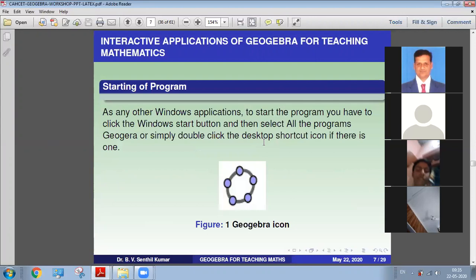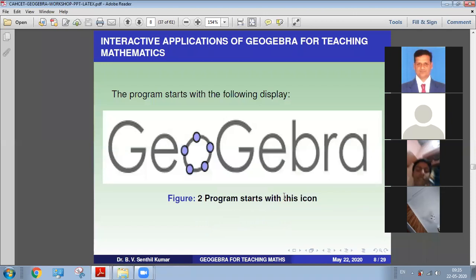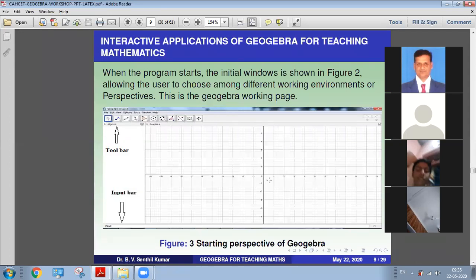As with any other Windows application, normally we go to the Windows Start button and then select all programs. Once it is installed on your desktop, you will find GeoGebra, or if you have made a desktop shortcut, you will find this icon. We call this the GeoGebra icon. You just double click this GeoGebra icon. The program will start with this display. So the program will take some time to start. After that, you'll find a screen like this.